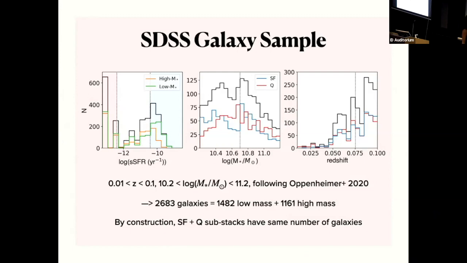Then within each mass stack, we rank order the galaxies by specific star formation rate. We call the top third star forming, the bottom third quiescent, and the middle third we honestly throw out, because we wanted to have a very clean break between these two populations of galaxies, looking at star forming galaxies on the one hand and truly deeply quenched galaxies on the other hand, okay?